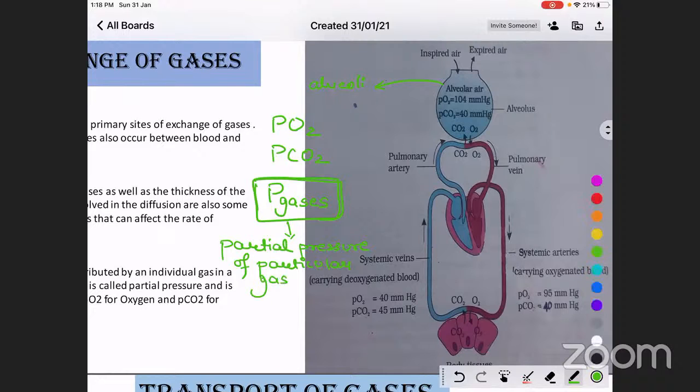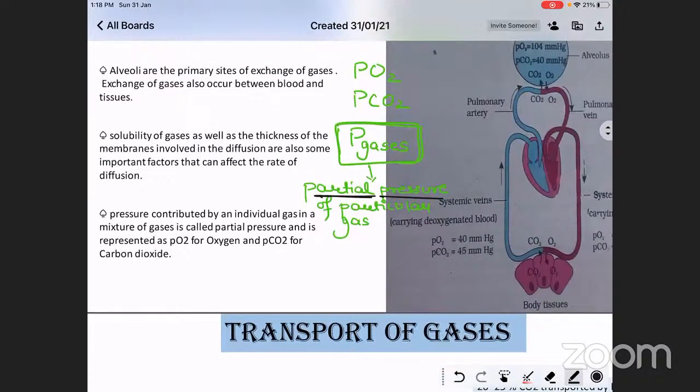Now again a doubt comes: what is partial pressure? This is the pressure contributed by an individual gas. It means we are taking air, we are not taking a particular gas from the atmosphere. So what is air? Air is a mixture of gases, meaning there are many gases present there. Okay, if I say this is one gas, this is another gas, different gases are present here.